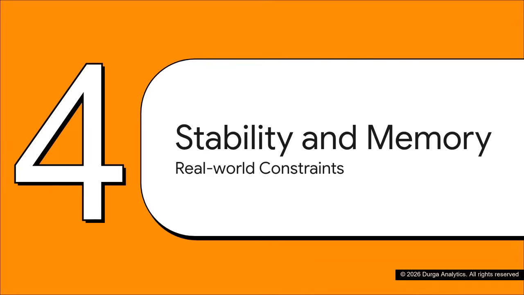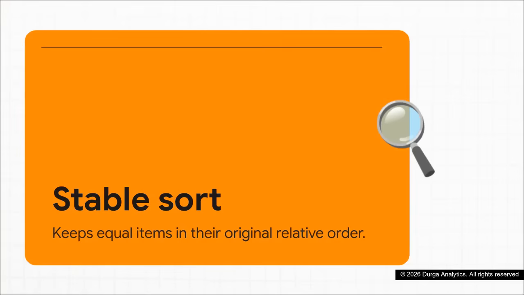All right, let's pivot to Section 4, Stability and Memory Constraints. Because hey, pure speed isn't the only thing that matters in enterprise architecture, right? Picking the exact right tool for your system usually hinges on two highly tested, real-world properties. The first is stability. A stable sort keeps equal items in their original relative order. So why does this actually matter in practice?